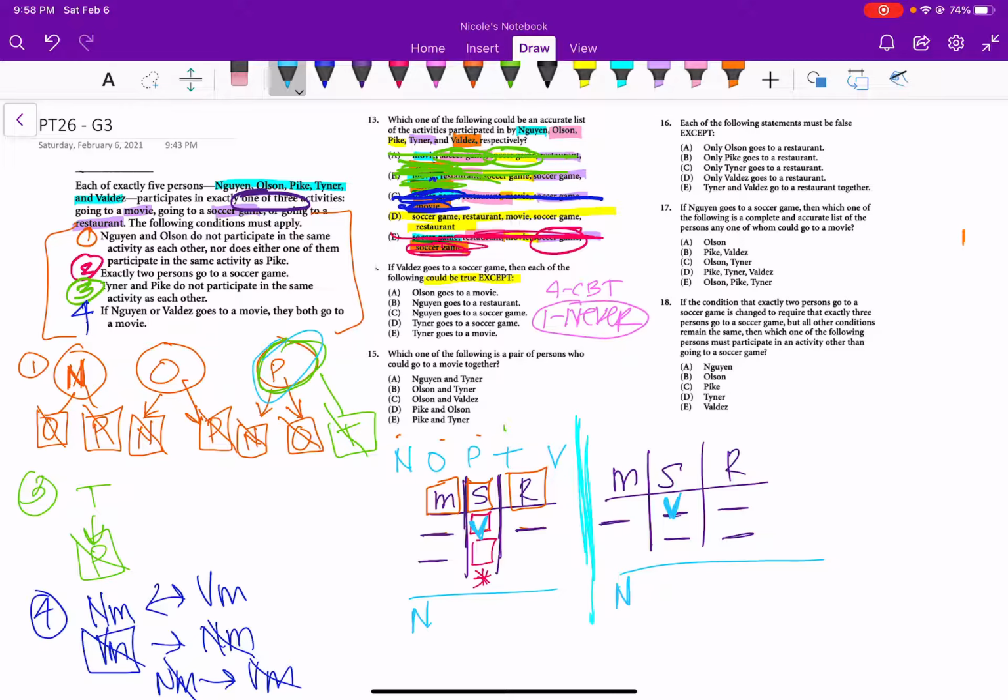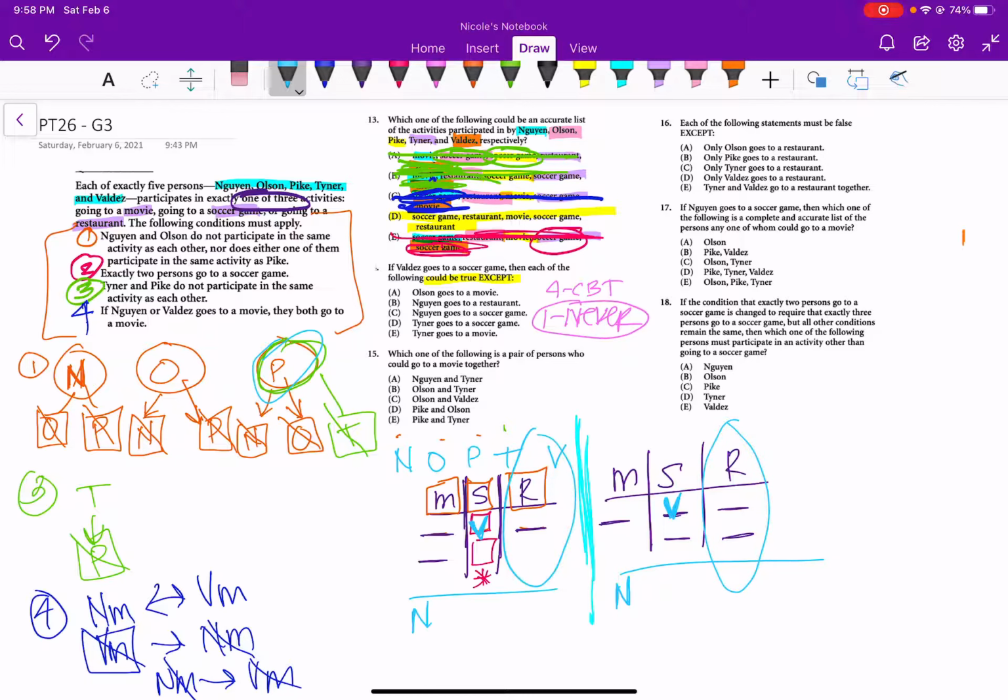All right, so could O go to a movie? Yeah. There's nothing keeping O from going to a movie. B, N goes to a restaurant. Could N go to a restaurant? Yeah, right now I don't see any reason why not.